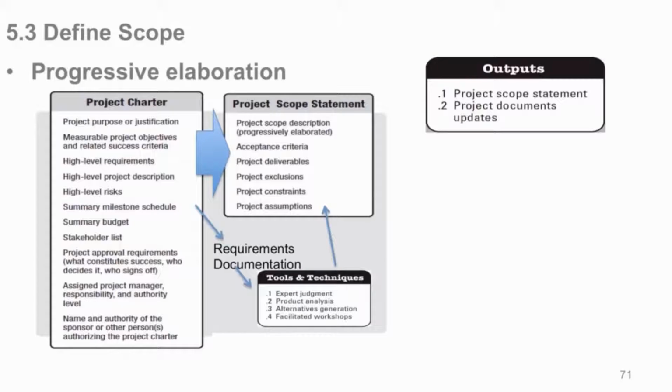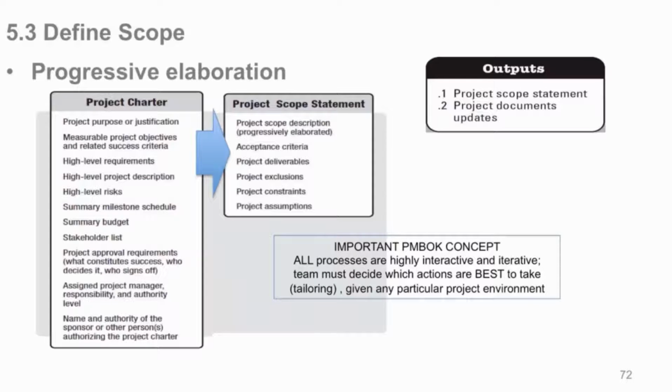And of course, the main way you do this is through tools and techniques at this point, through your requirements document, through your expert judgment, your product analysis, alternatives, facilitated workshops. Finally, you come up with the project scope statement. Here's another important PMBOK concept. Remember, and I've said this many times, and I'll just say it here again in writing, all processes are highly interactive, iterative. Your team must decide what actions are best to take at any point in time, tailoring, given any particular project environment. So just remember that again.